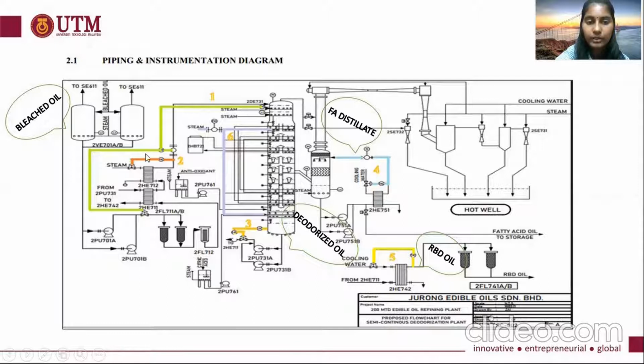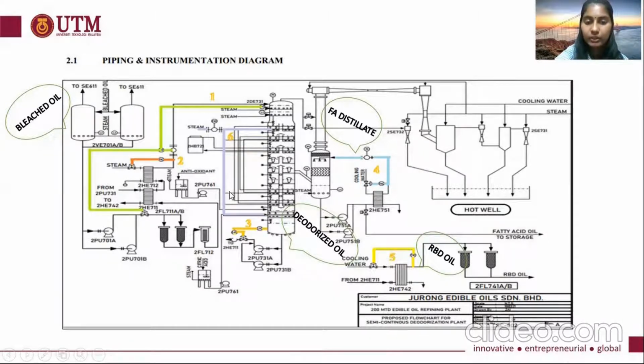The second control has a feedback control configuration, where it is controlling the temperature of the effluent stream of this heat exchanger, manipulating the flow rate of steam, and the disturbance will be the temperature of steam. The third loop also has a feedback control configuration, where it is controlling the level at the bottom of the deodorizer unit, manipulating the flow rate of deodorized oil entering into this heat exchanger, and the disturbance will be the feed entering into this deodorizer unit.